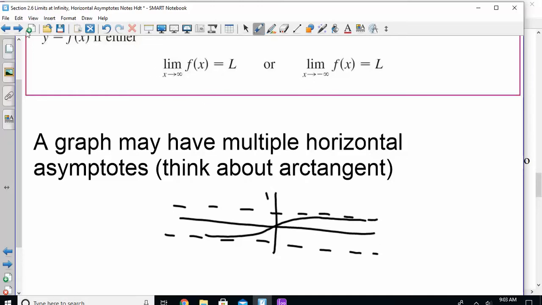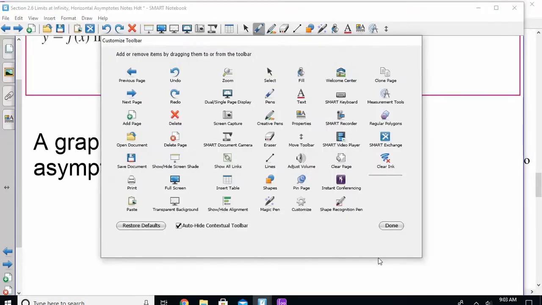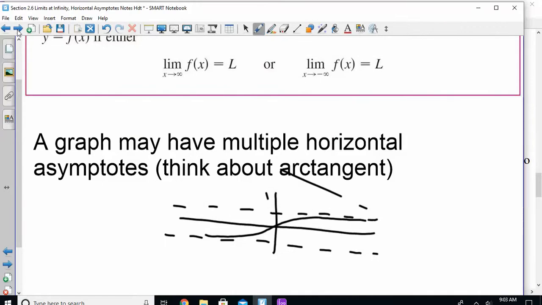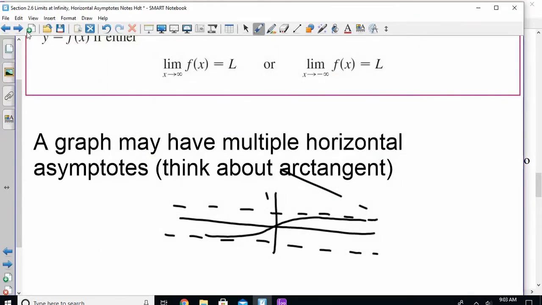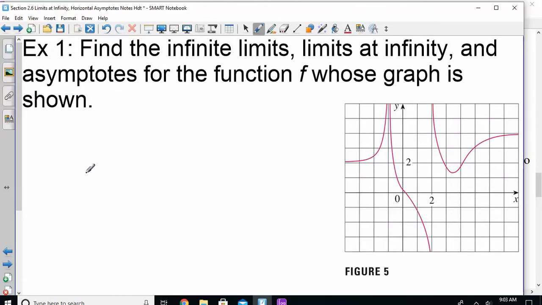So let's look at a graph and see if we can answer these. I'm asking you to give me a bunch of different things from this graph. Infinite limits. That's where you get a positive or negative infinity for an answer. Limits at infinity, those are the limits where you approach positive and negative infinity. And any asymptotes.